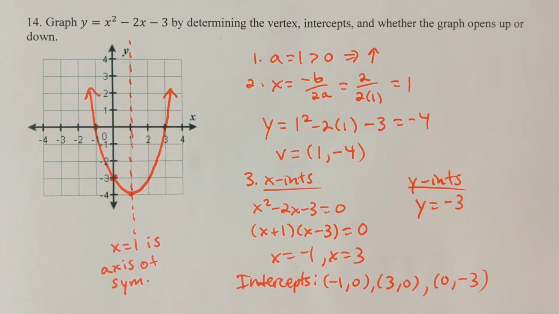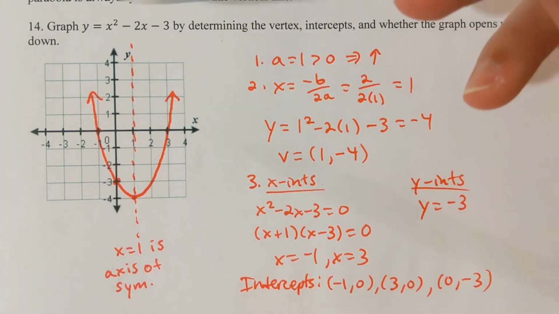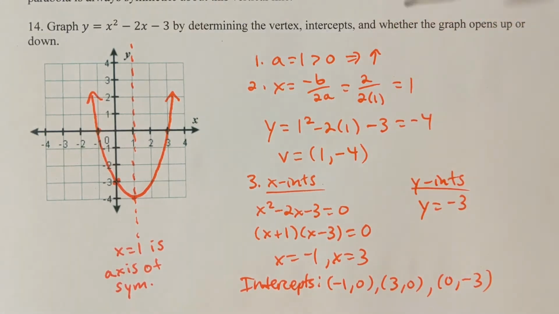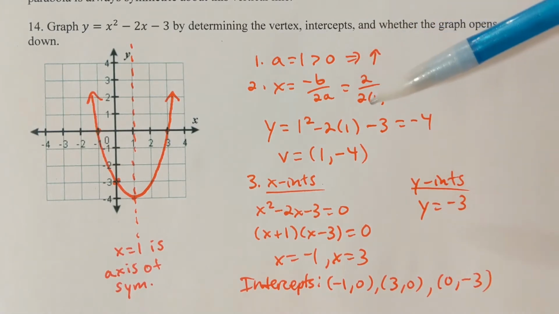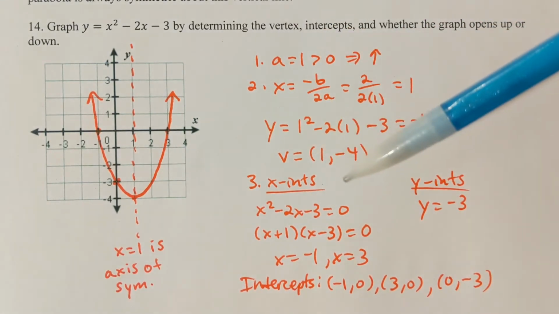Problem 14. Graph the equation y equals x squared minus 2x minus 3 by determining the vertex, the intercepts, and whether the graph opens up or down. So we'll just show the work on the side here. By the way, I should know right away that I'm going to be drawing a parabola, since I've got a quadratic equation given. This parabola is going to open up since the a value is 1. And because the parabola is opening up, the vertex is going to be the lowest point on the graph.